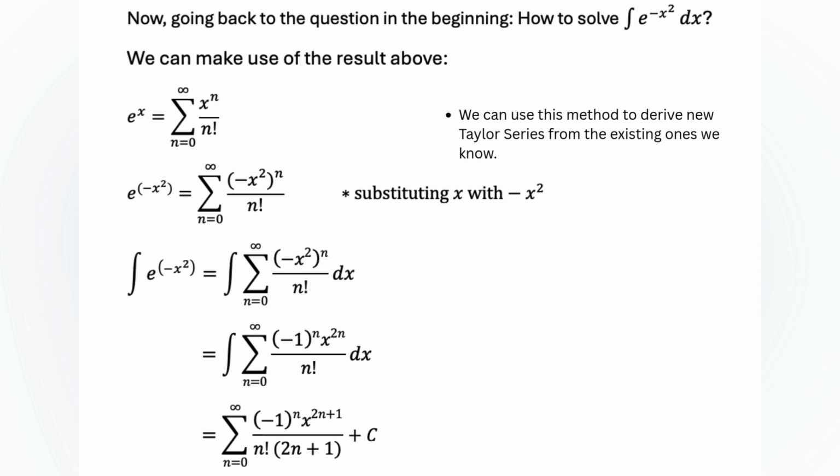Now we want to integrate e to the negative x squared. We do that by integrating the whole Taylor series term by term. The integral of e to the negative x squared becomes the integral of the sum from n equals 0 to infinity of negative 1 to the n times x to the 2n over n factorial with respect to x. That gives us the sum from n equals 0 to infinity of negative 1 to the n times x to the 2n plus 1 divided by n factorial times (2n plus 1), plus a constant of integration C.